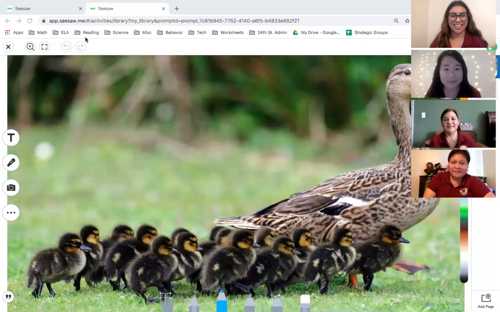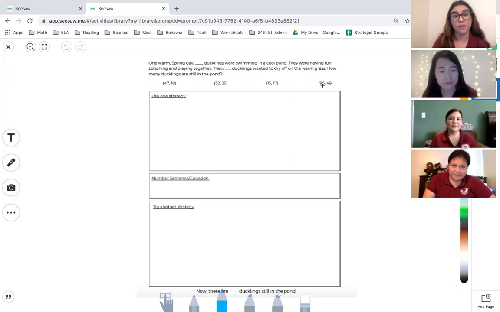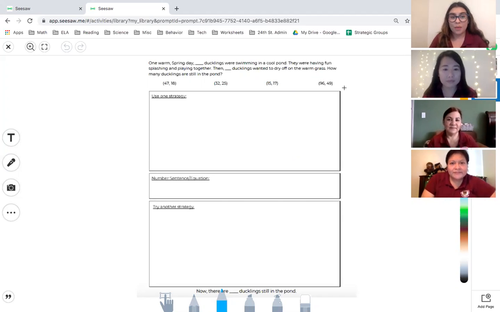Yes, exactly. So let's go to the story problem, and your story problem will be still on the first page. And here we see the story problem in words so that you can read them and go back to it whenever you need that reminder of what's happening in the story. So now we have our number sets: 47 and 18, 32 and 25, 15 and 17, 96 and 49. So does anyone want to pick a number set that we can use today? Ms. Rosales? The first one, 47 and 18. Perfect. So 47 and 18.